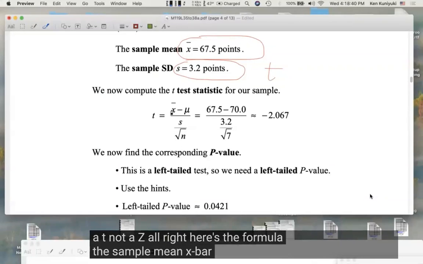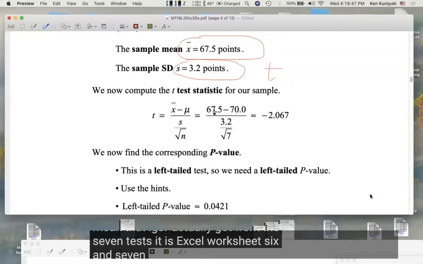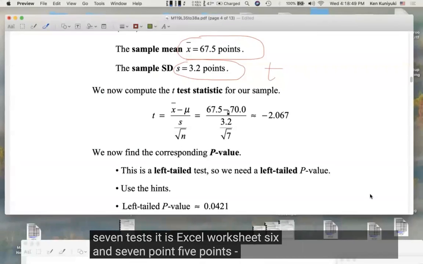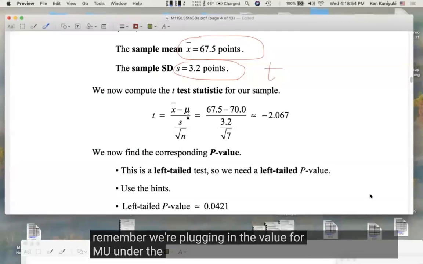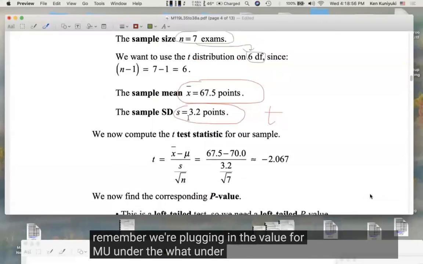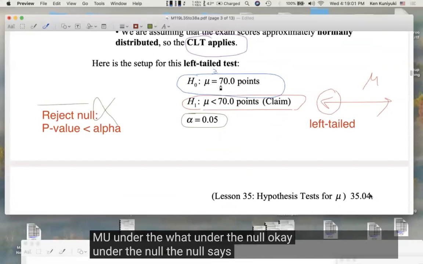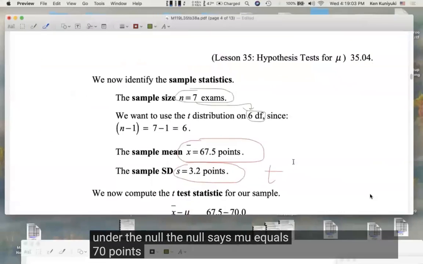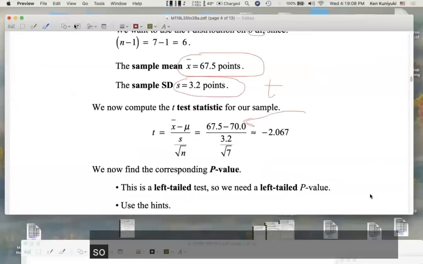The sample mean, X bar, the sample mean that Igor actually got from the 7 tests, his Excel worksheet, 67.5 points. Minus, now remember, we're plugging in the value for mu under the what? Under the null. Okay, under the null. The null says mu equals 70 points. So this is under the null.